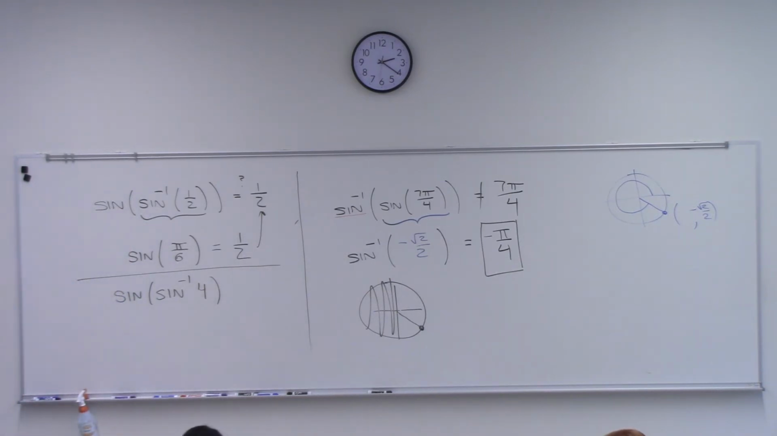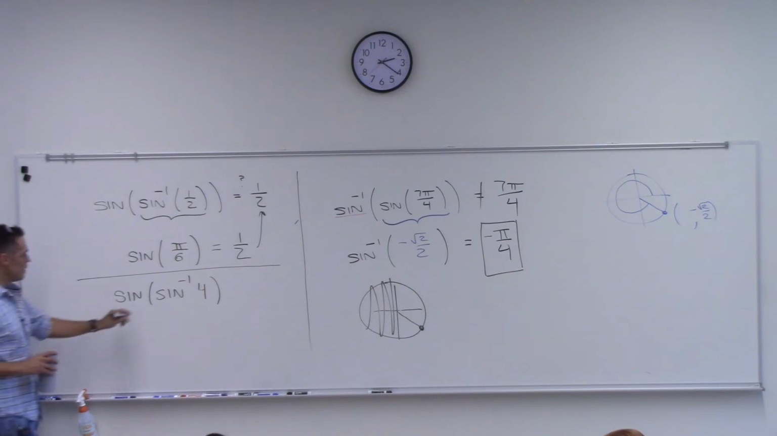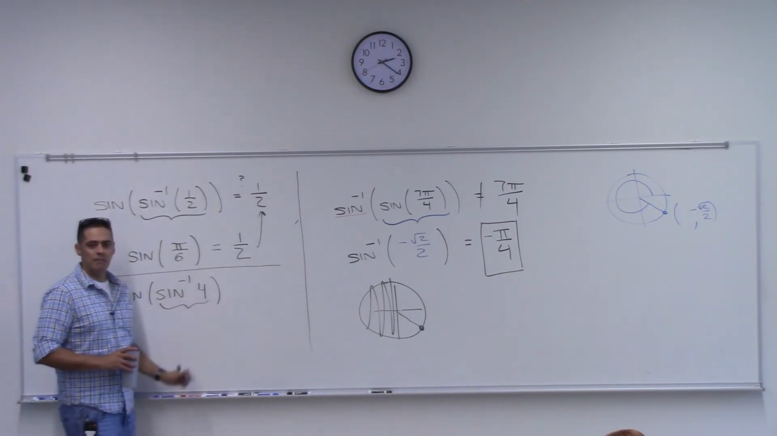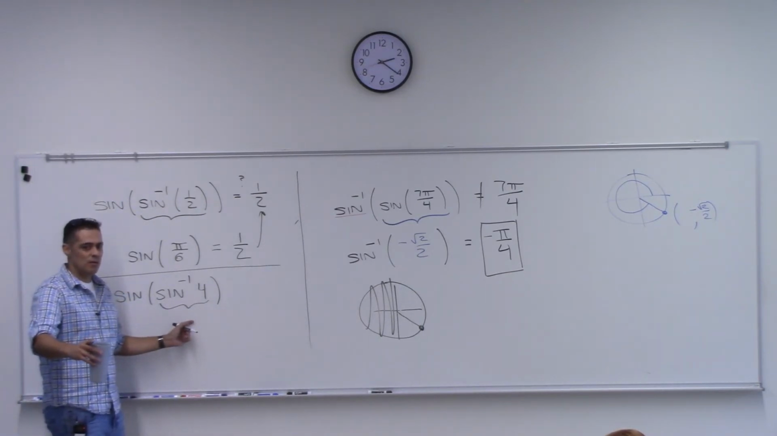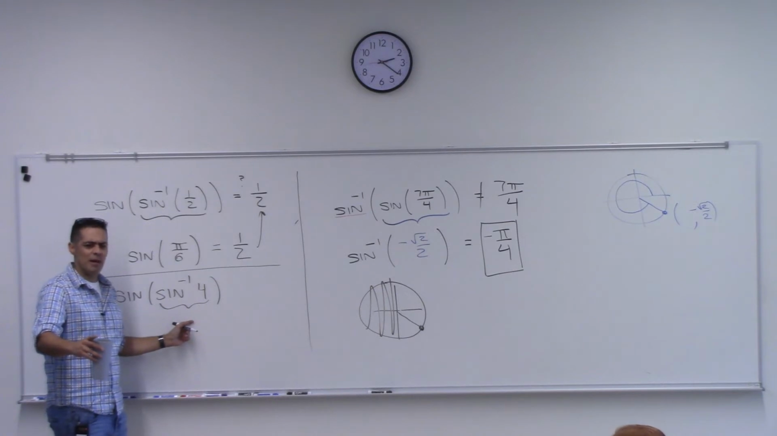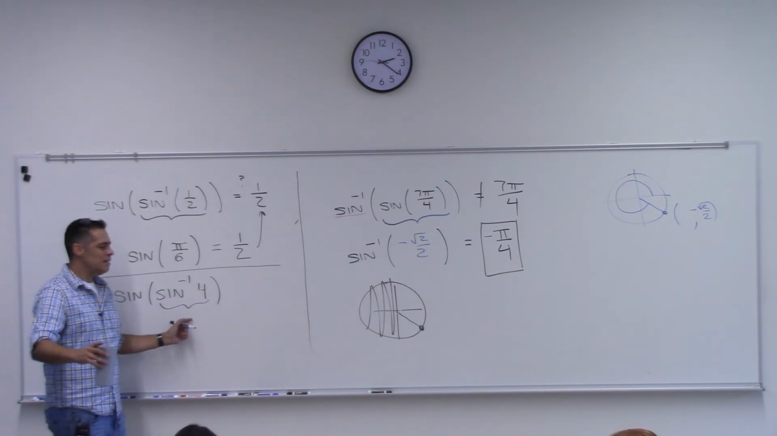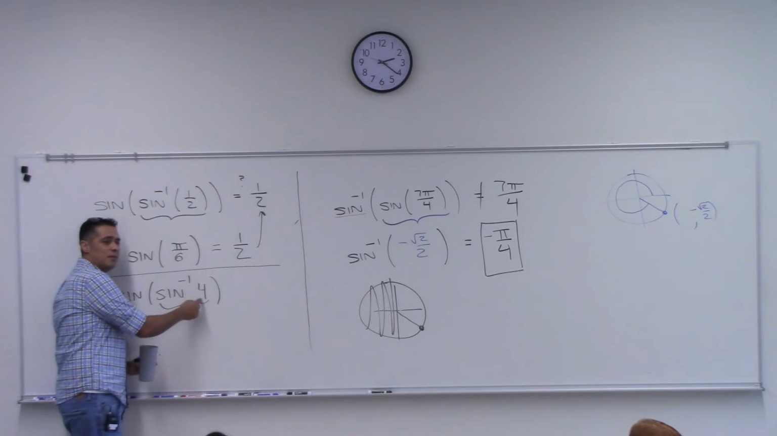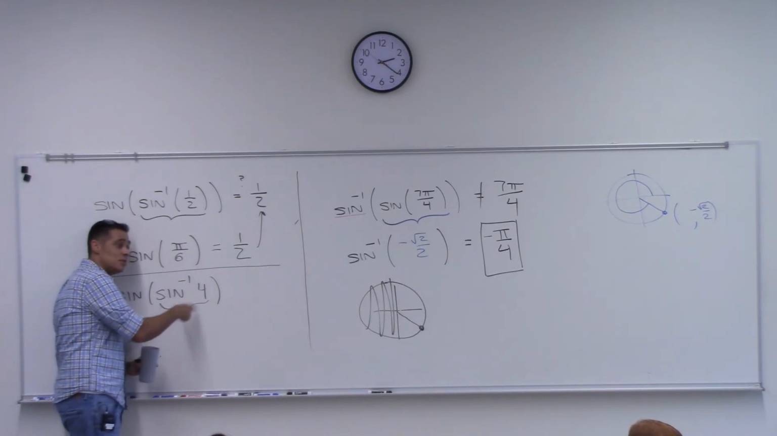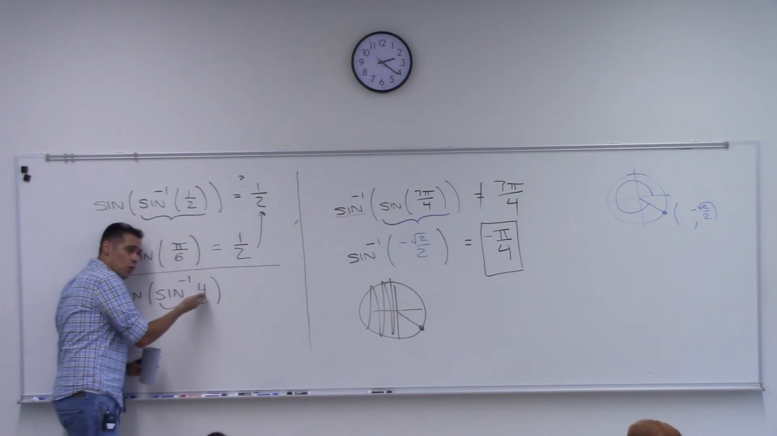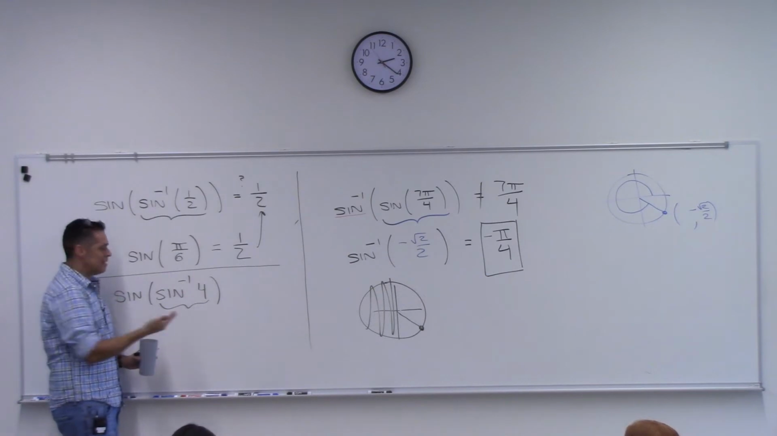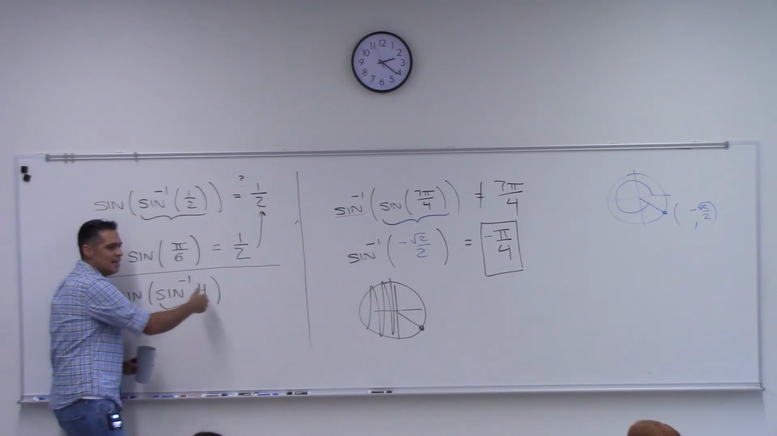Don't tell me the answer is 4. Why? What's sine inverse of 4? This is kind of like the one we did, right? Remember Maximus was trying to do sine inverse of 3? So we're saying, where on the unit circle is the y coordinate 4? Not happening, right? This is undefined. So you can't just tell me that this is 4.